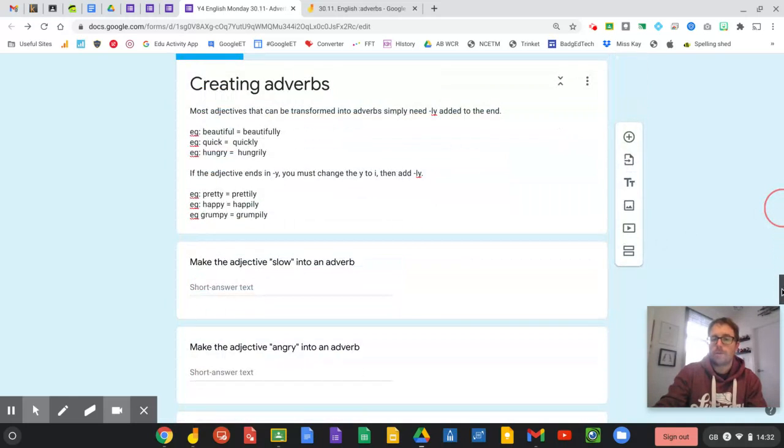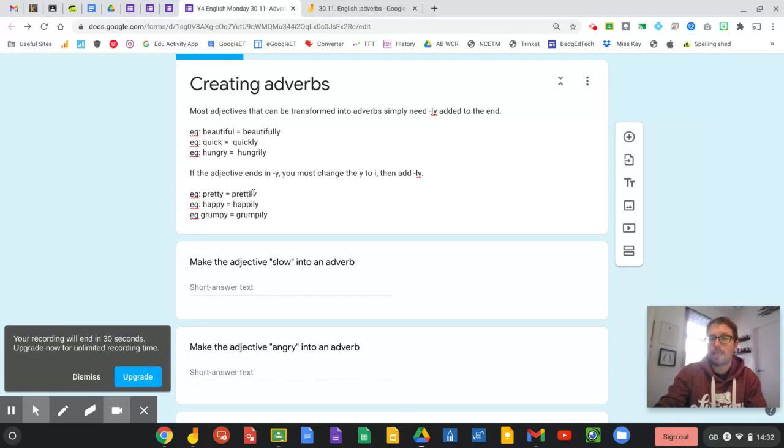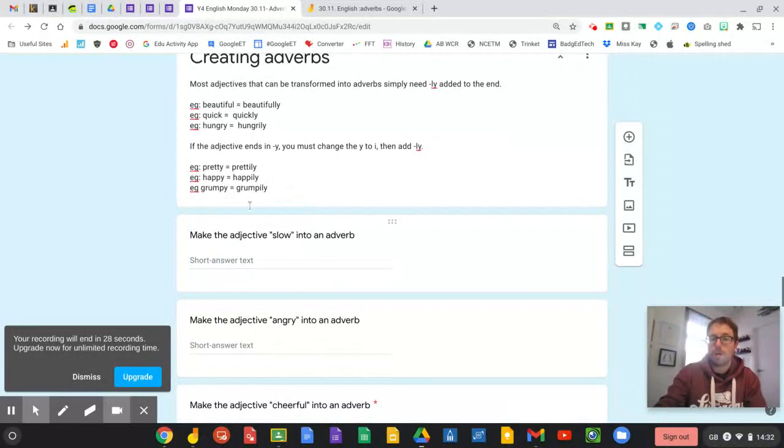We've also got a little bit about spelling rules. Now, it's probably easier to read it on there. Basically, the majority of adjectives can be made into an adverb by adding ly to the end. However, if the adjective already ends in y, you must get rid of the y, change it to an i, and then add ly. So pretty becomes prettily, and so on. Slow, and then happy becomes happily.